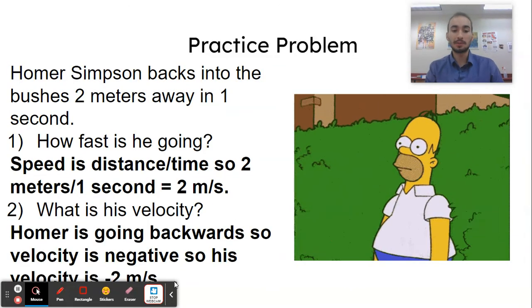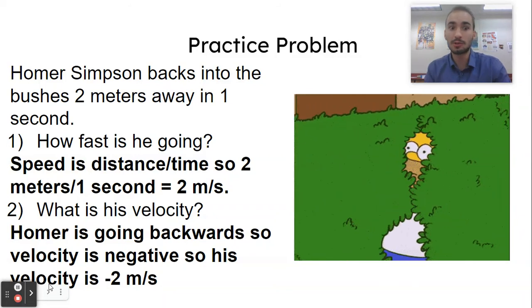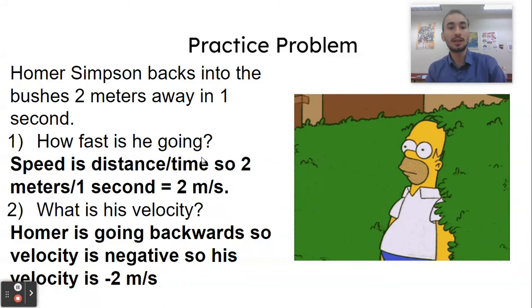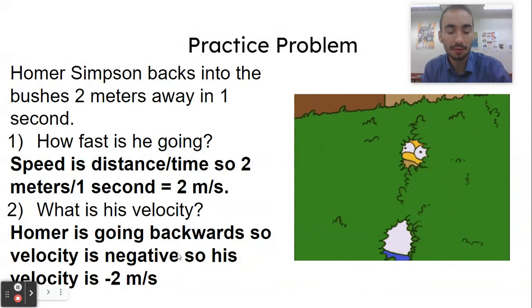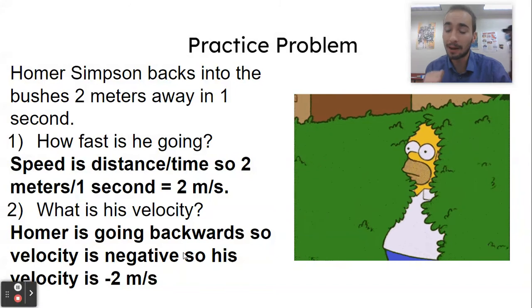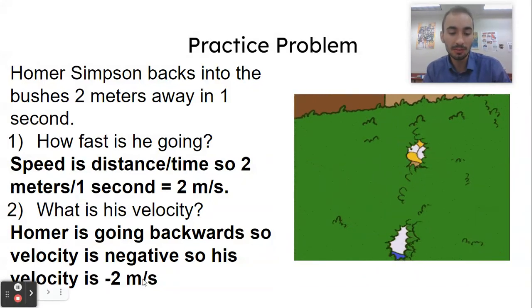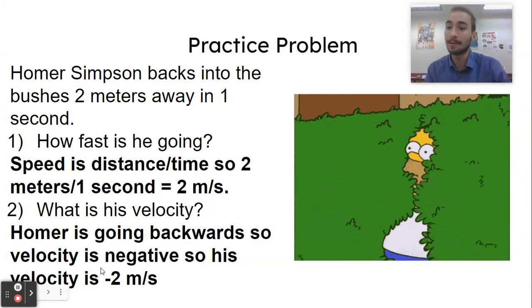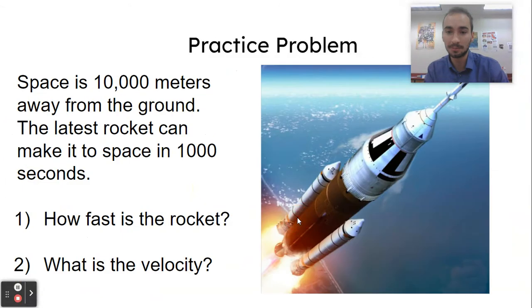Hopefully you remember that the speed formula is distance divided by time, so 2 meters per second. You take the distance he went, 2 meters, divided by 1 second. For velocity, he's going backwards, so it should be negative. So velocity is the same number, but it's just negative because of the direction.